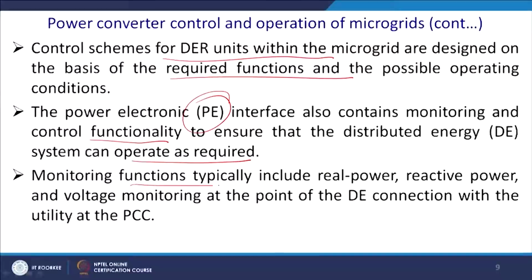Monitoring functions typically include real-time real power, reactive power and voltage monitoring at the point of the DG connection with the utility, the PCC. So, that is the requirement. You require real power, reactive power and voltage monitoring; generally that is the entry point of the grid to the microgrid.